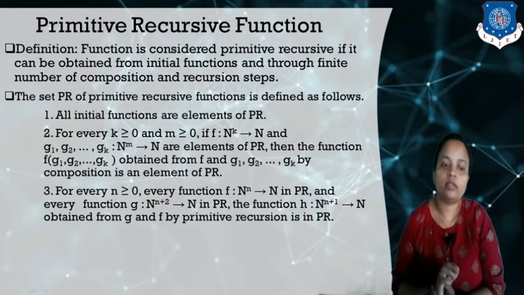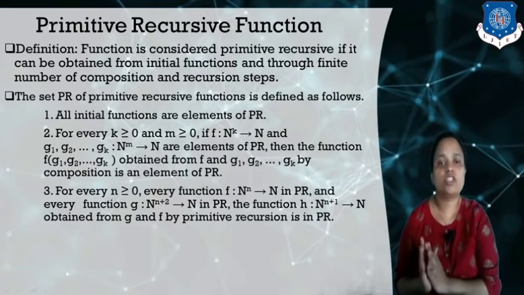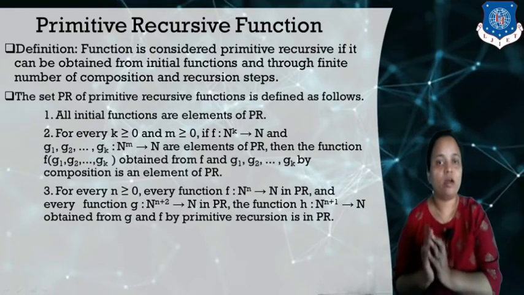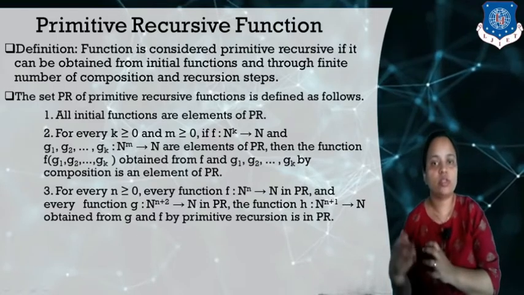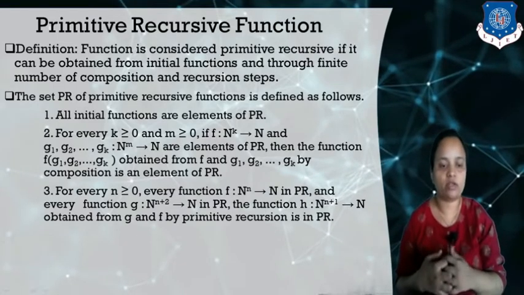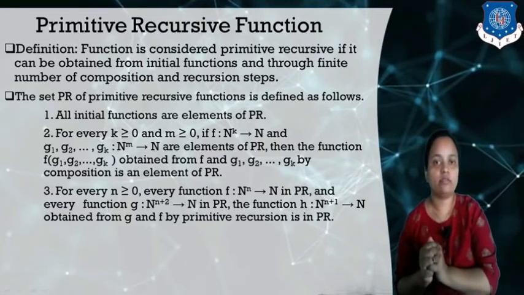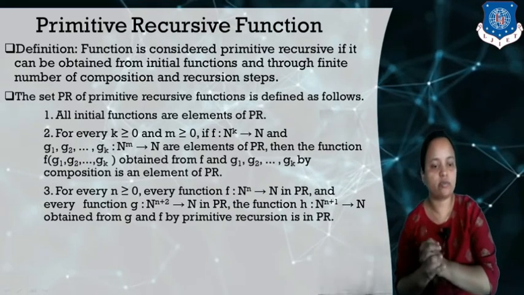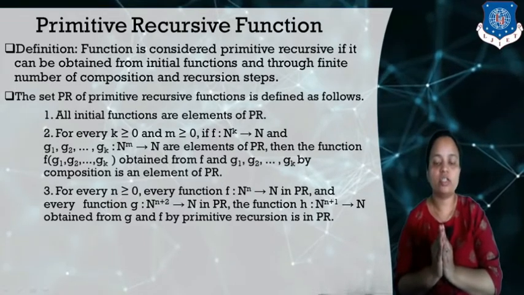Now here is the definition of the primitive recursive function. We can say that a function is said to be a primitive recursive function if it is obtained by applying composition, initial functions and minimization. So if the function is obtained this way, we can say that the function is primitive recursive. A function is considered primitive recursive if it is obtained from initial functions through a finite number of composition and recursive steps.